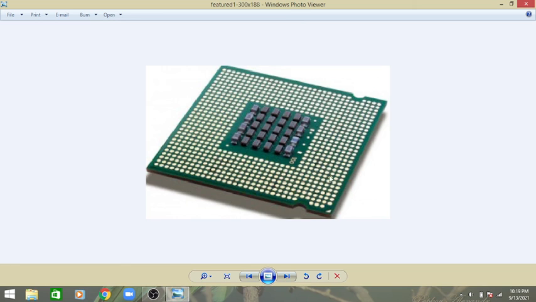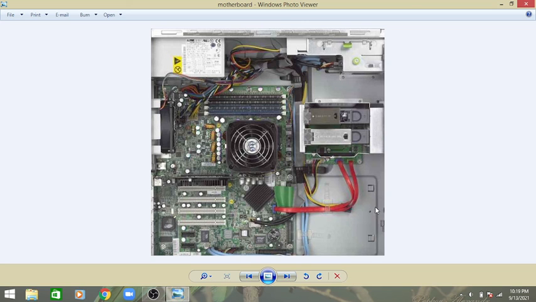Okay, so thousands of transistors, resistors, and capacitors are fabricated on a single silicon semiconductor material. So now you are able to understand, a little bit, the different parts of a computer.